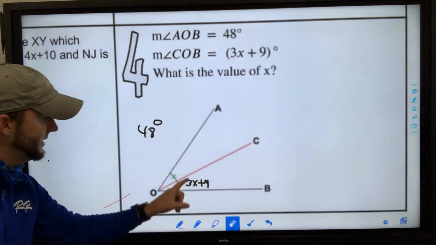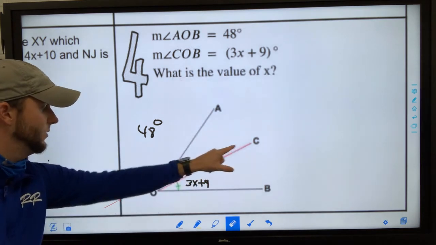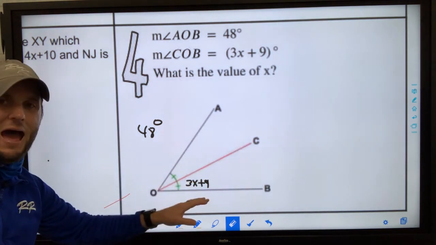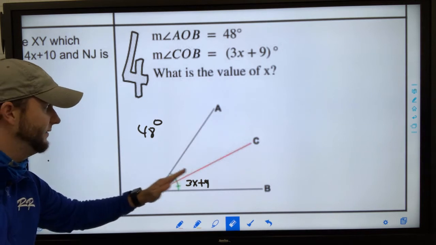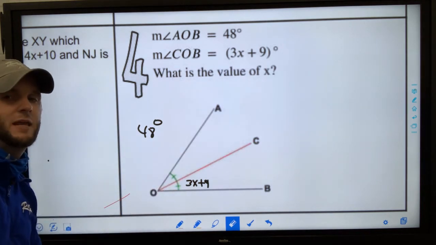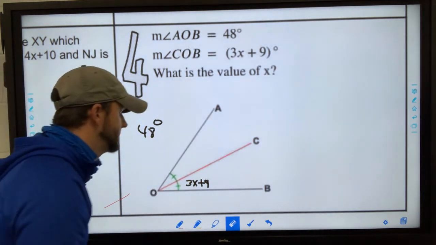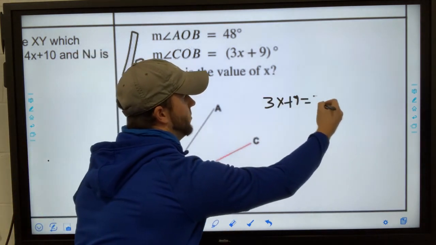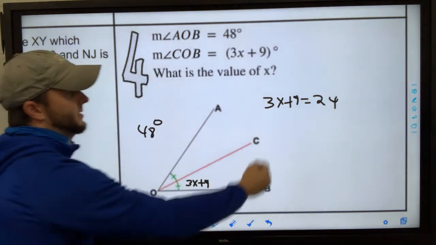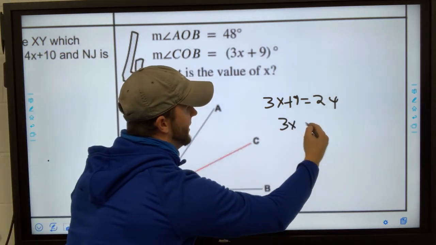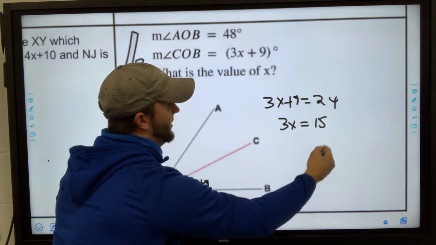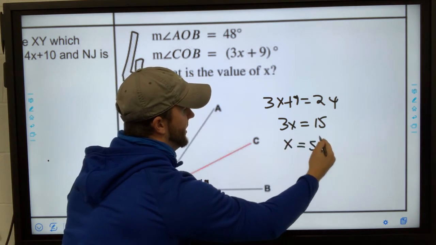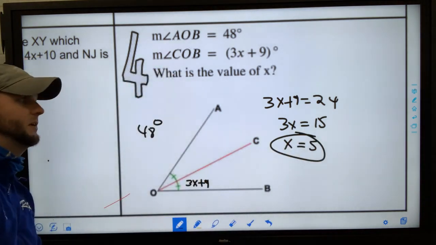So this angle, COB, is half of what 48 is because it's cutting it in half. Half of 48 is 24. So 3x plus 9 equals 24. I'm going to subtract 9 on both sides, which gives me 15. I'm going to divide by 3 on both sides, which gives me 5. So x is 5.